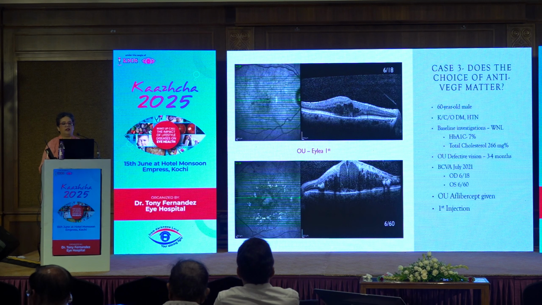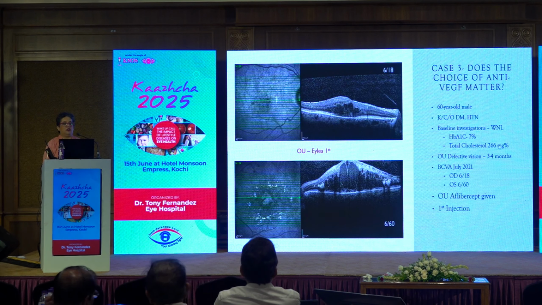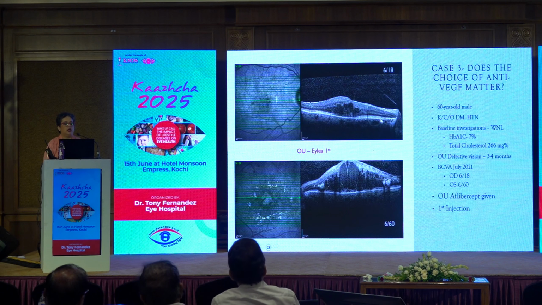This is another case where we have a 60-year-old gentleman, a diabetic hypertensive, fairly good control. His HbA1c is 7, his cholesterol is 266, a little bit on the higher side, comes with defective vision. These are his baseline images, 6/18 in the right eye, extremely chronic edema, 6/60 vision. You can see a lot of hard exudates also, they are pretty evident on this image here. A lot of disruption even of the outer retinal layers.